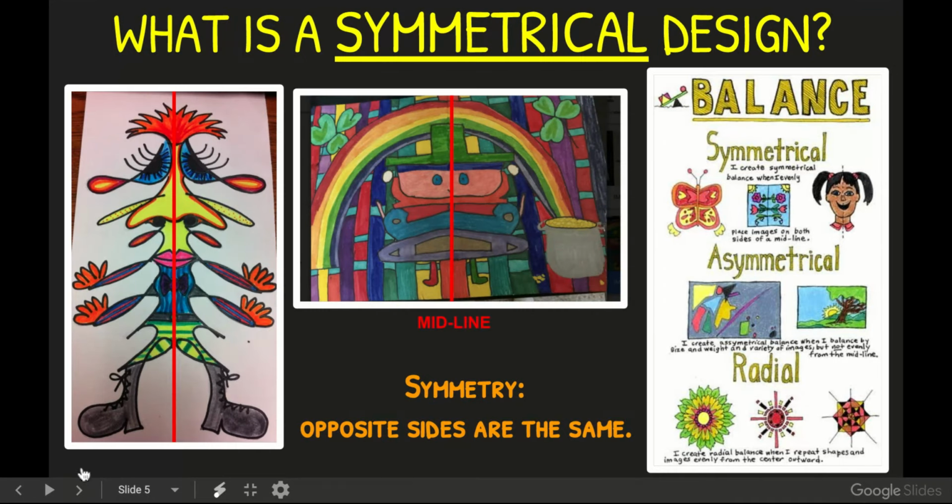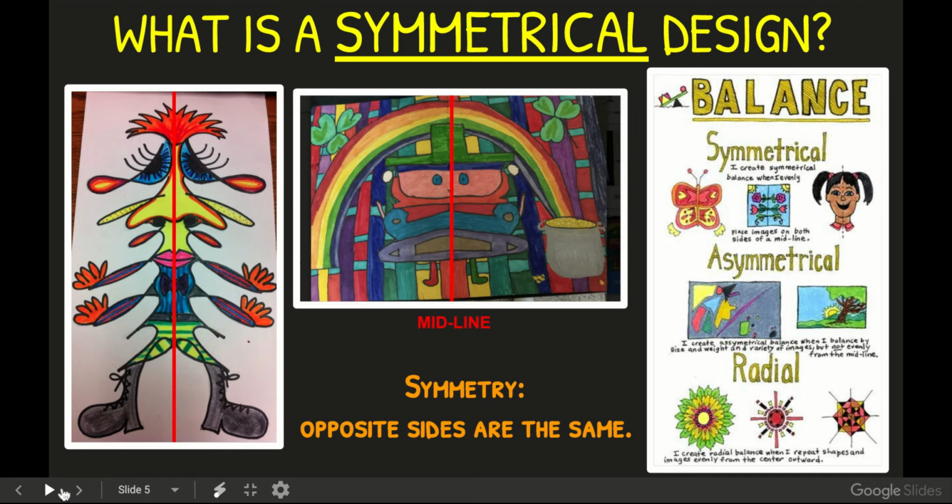Next, you can choose if you want to do the symmetrical name design. Notice here, midline, symmetry, its opposite sides are the same. So this is April, and she chose to do symmetrical name design, and she turned herself into a leprechaun. She has her symbols here. She's got some clovers, the pot of gold, her rainbow. Notice how she used her background. She has no folder color left. It's completely colored. She rocked it.